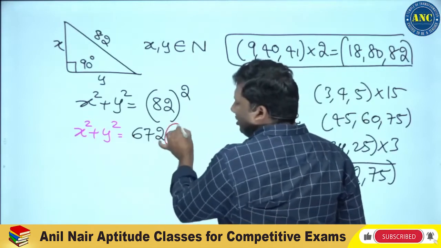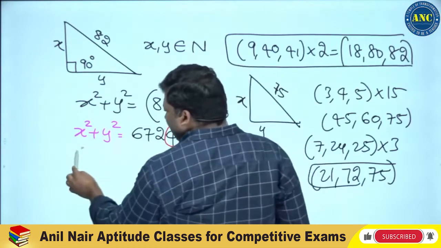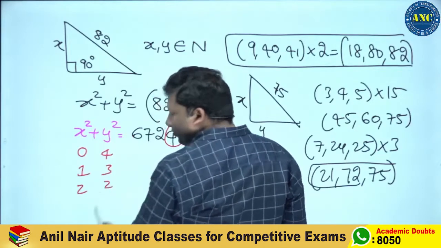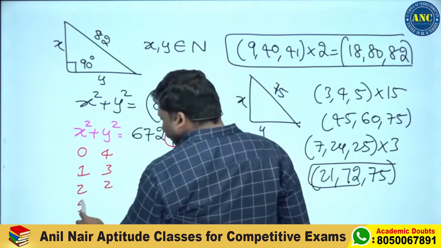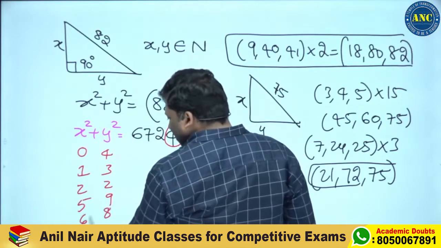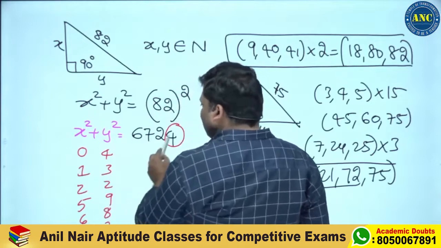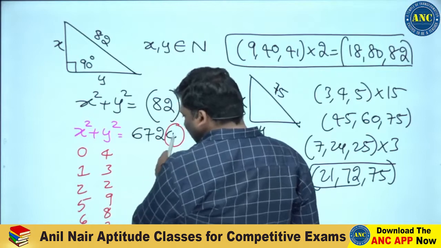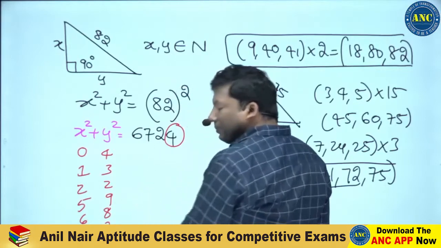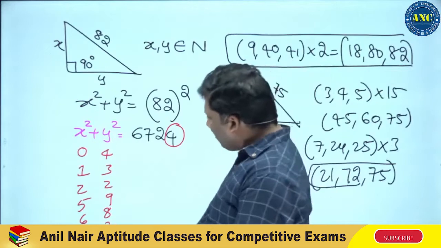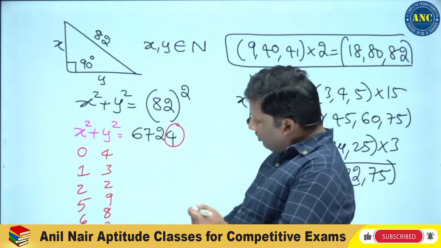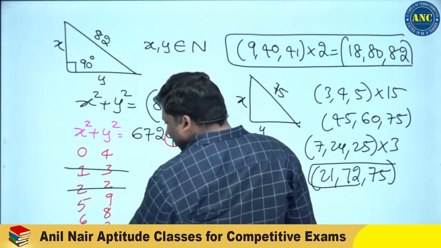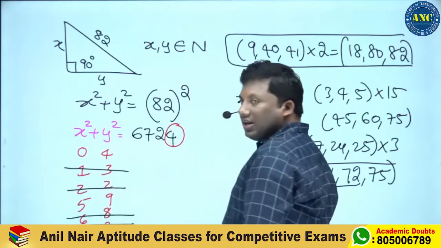What is the right hand side unit digit? 4. What are the cases? 0 plus 4, 1 plus 3, 2 plus 2, 5 plus 9, 6 plus 8, 7 plus 7. Enumerate all the possible unit digits: 0, 1, 2, 3, 4, 5, 6, 7, 8, 9. Any perfect square never ends with 2, 3, 7 or 8. All these cases are out.